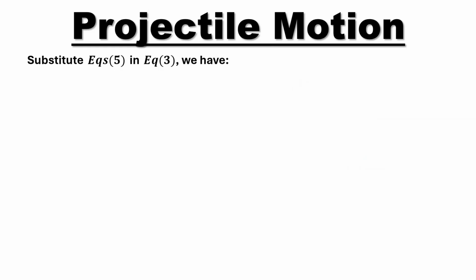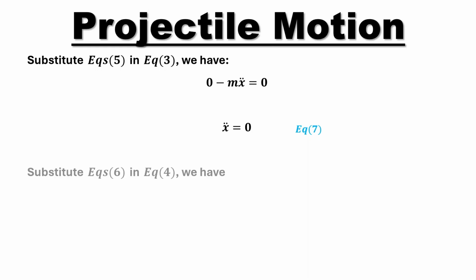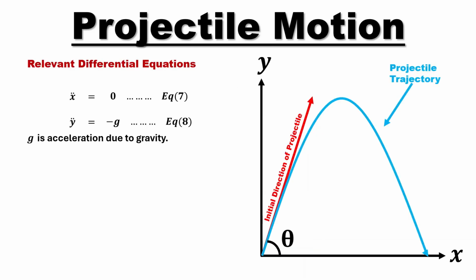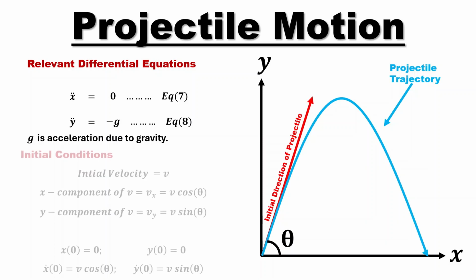Substitute equations 5 in equation 3, and the final result is x double dot equal to 0, stored in equation 7. Substitute equation 6 in equation 4, and the final result is y double dot is equal to minus g, stored in equation 8. Now we have relevant differential equations listed as equation 7 and 8. g is the acceleration due to gravity.